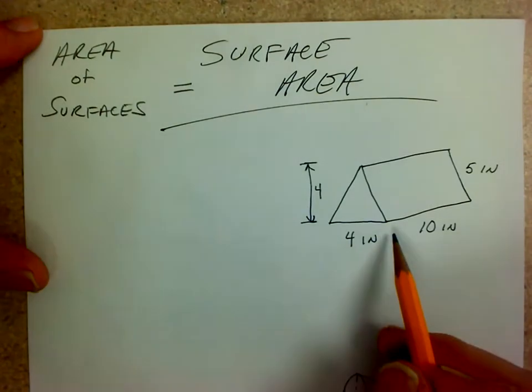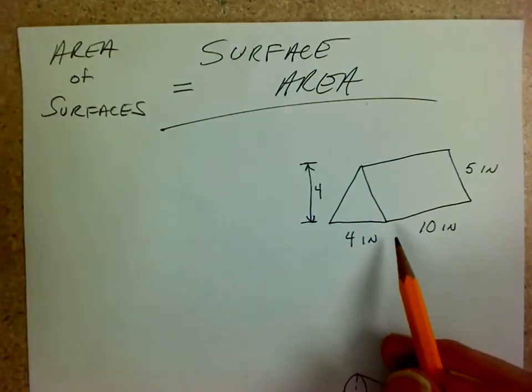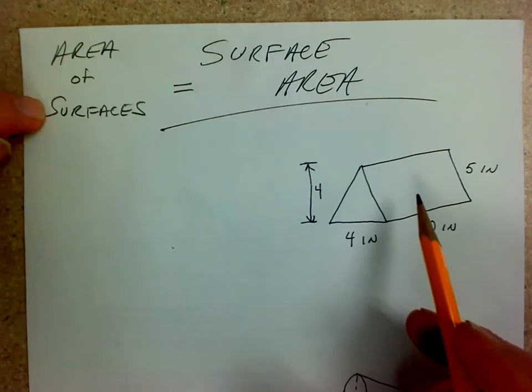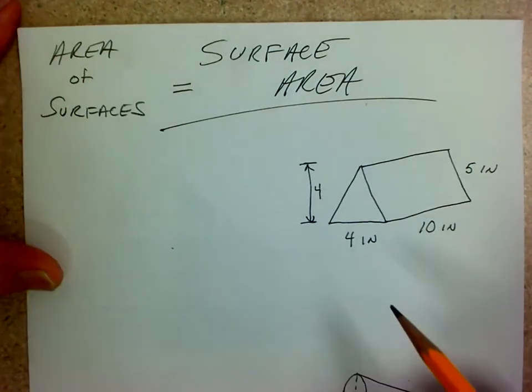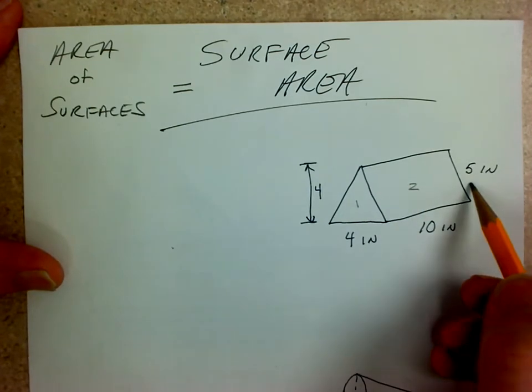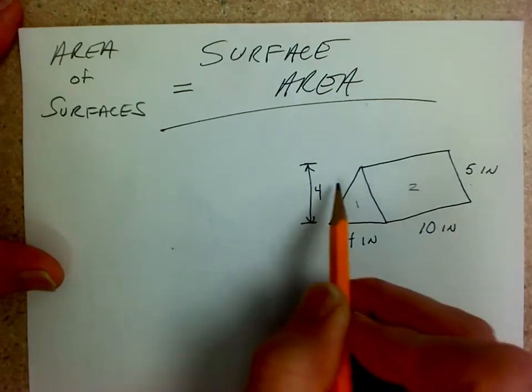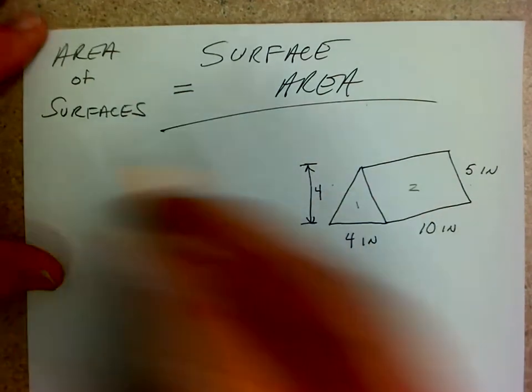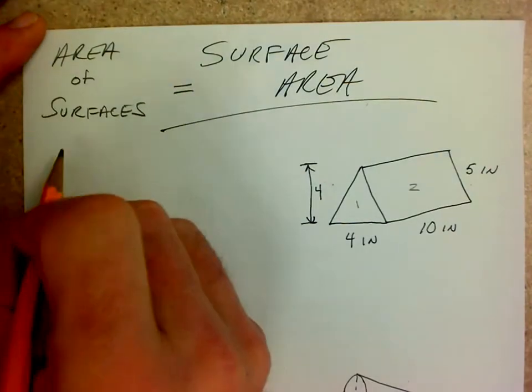So for example here, if we look at our triangular prism, to calculate the surface area, we've got to find the area of all the surfaces. So how many surfaces do we have? 1, 2, there's a triangle in the back, which is 3, there's another rectangle on this side, which is 4, and then of course we have the bottom. So we've got 5 surfaces we need.